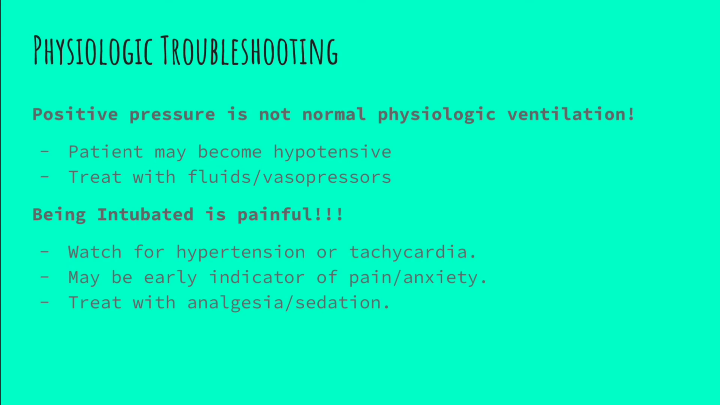So some physiologic things can happen to a patient as well. There's definitely a reason why we would need to troubleshoot these. And these are not as much things with the ventilator, but things that happen to the patient. We know that positive pressure is not normal physiologic ventilation. We know that that's negative pressure, right? So we may find that the patient becomes hypotensive, and this can be caused by increasing intrathoracic pressure, like we have already mentioned. And so how do we treat this? With fluids, or perhaps even vasopressors, your Levophed drips, things of that nature, in order to correct that hypotension.